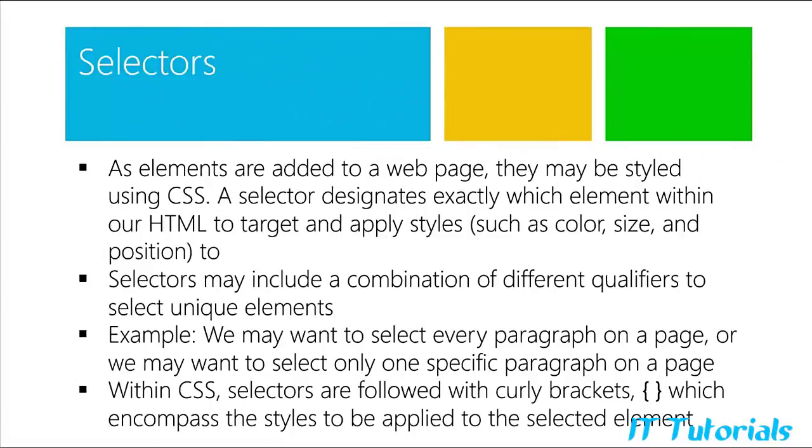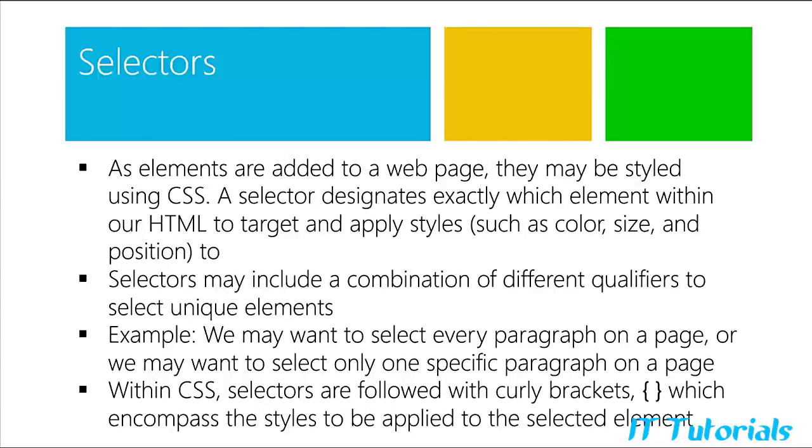So first, the selectors. As elements are added to a web page, they may be styled using CSS. A selector simply designates exactly which element within our HTML to target and apply styles to, such as when you want to change the color, size, and position. Selectors may include a combination of different qualifiers to select unique elements.